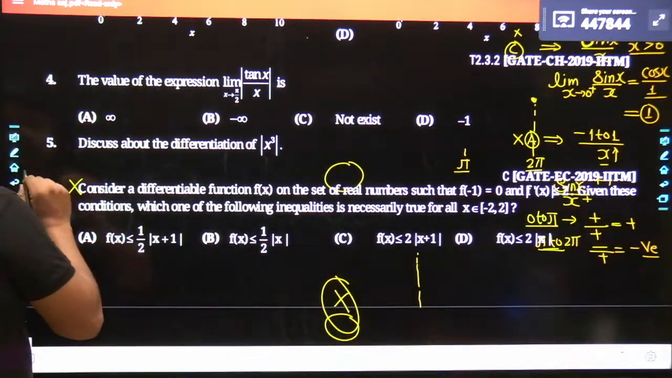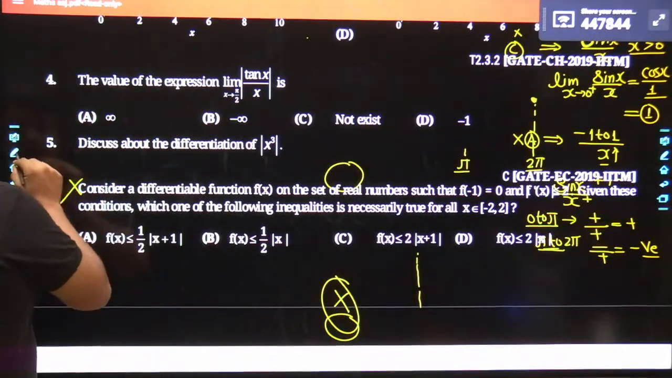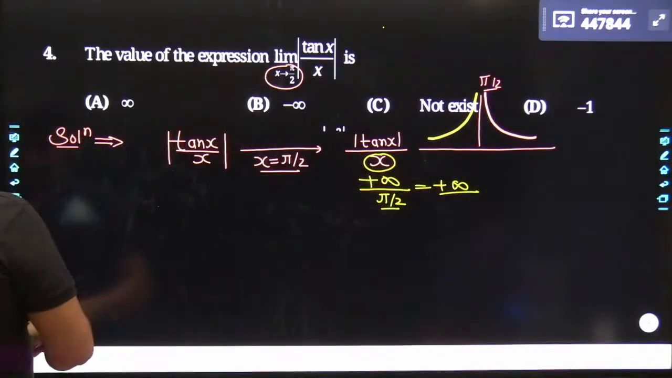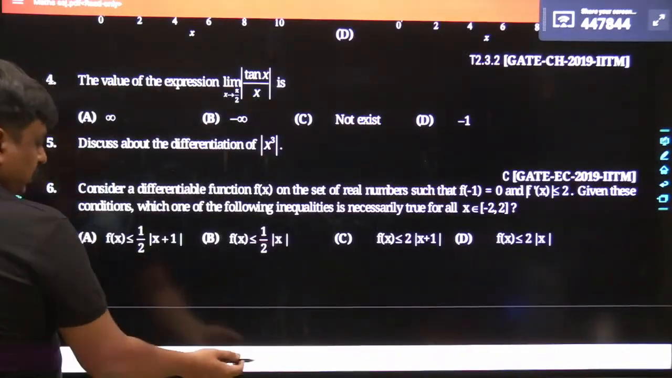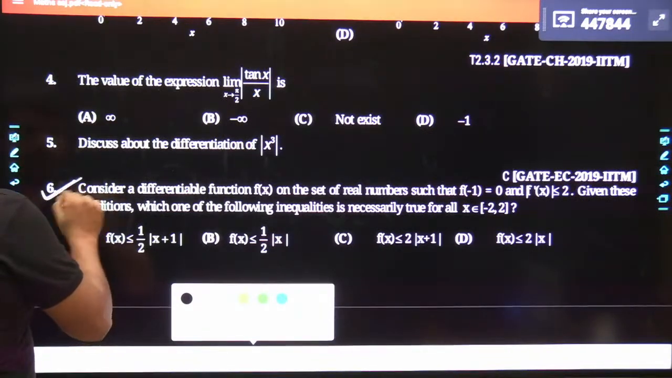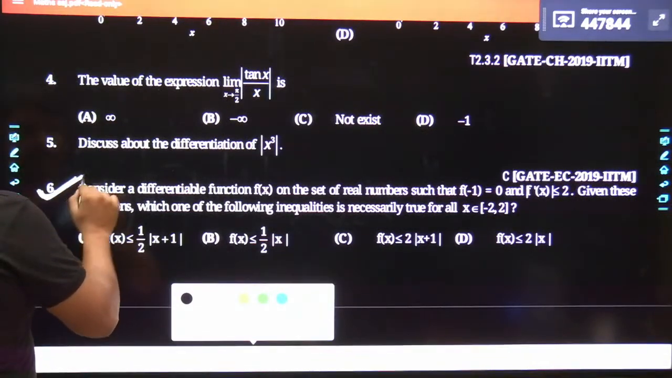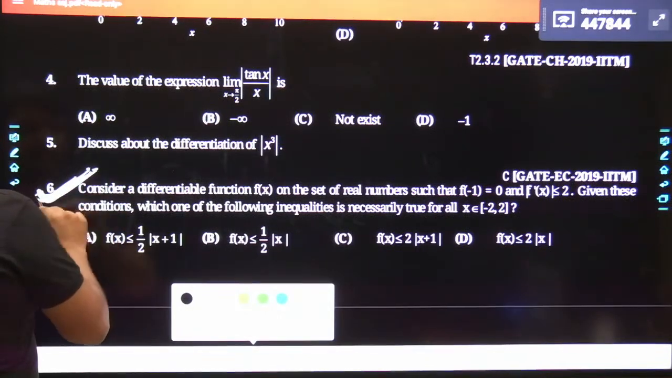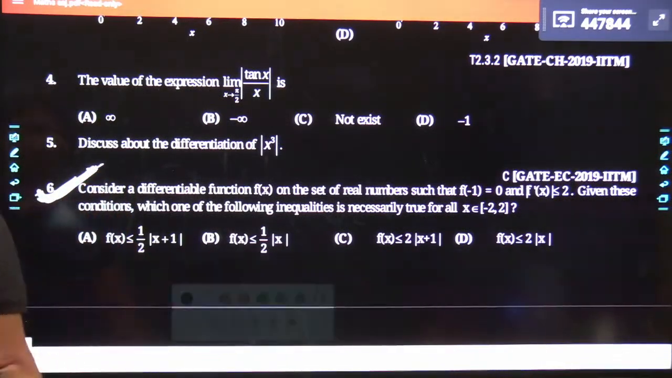So I would expect from each one of you, whatever answer you are getting for option 6, you must comment over the comment box. So I'll have a fair idea whether you guys are able to crack the problems related to inequalities or not.